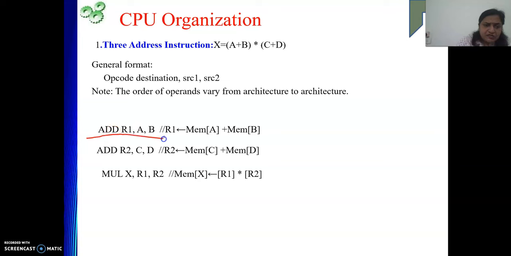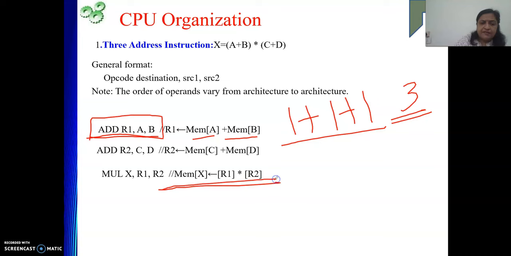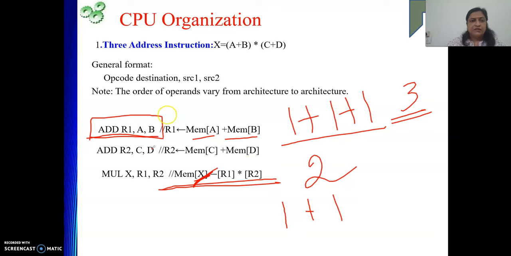Okay, for this instruction, how many times have we referred to the memory? One is for fetching the instruction, one is to get the operand from memory location A, and another one is for getting the operand from memory location B. So altogether 3 memory references. Like this you can find out for the rest of the instructions also. For this one, how many memory references? 2. How is this 2 coming? One is for fetching and one is for storing the result into memory location X. Right? So this much is there for 3 address.